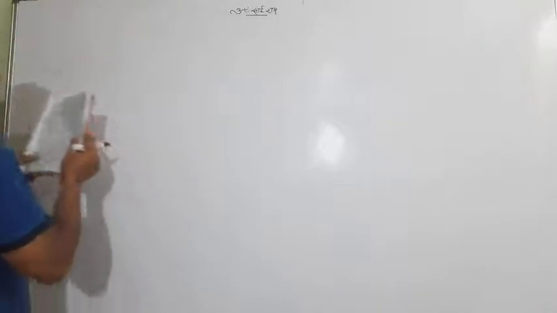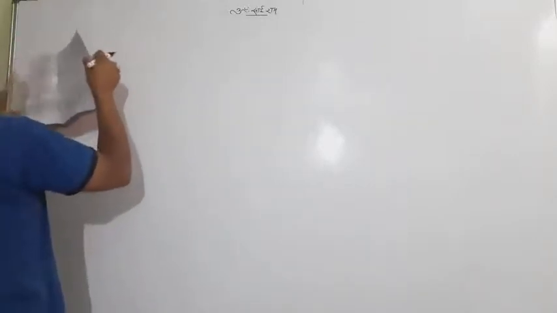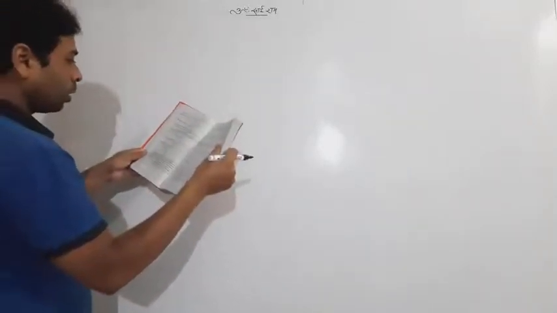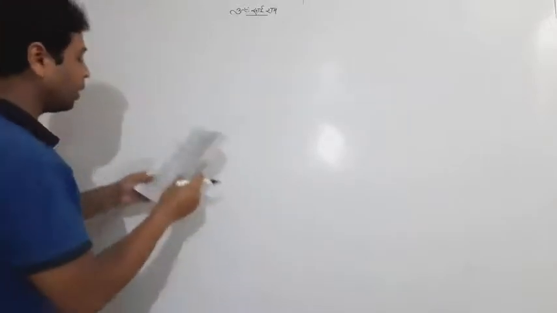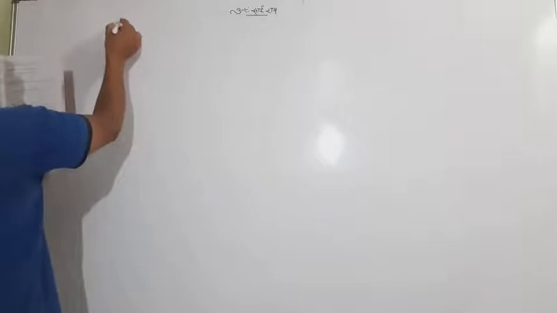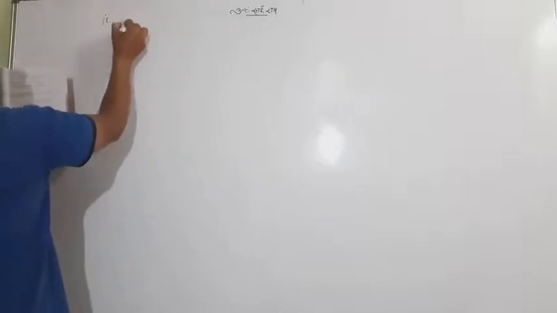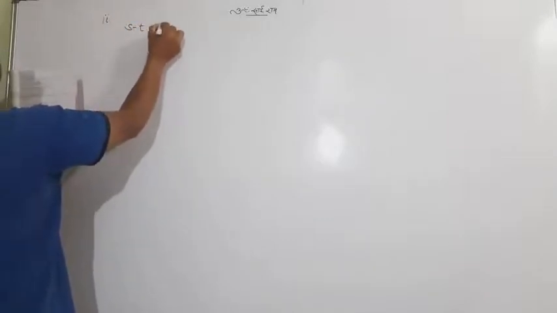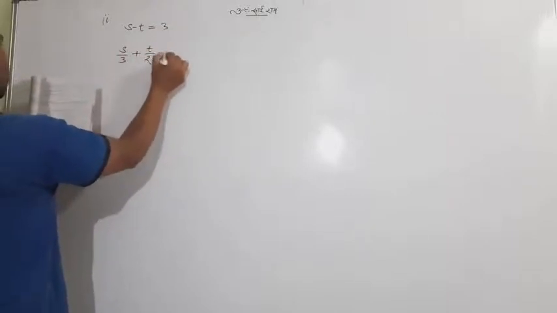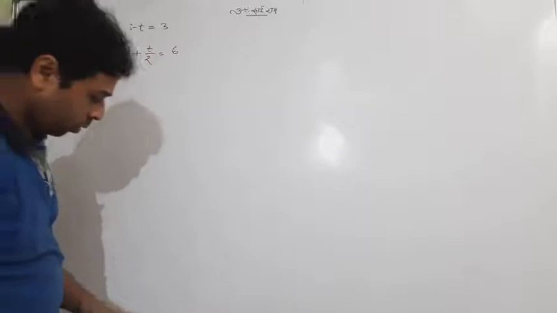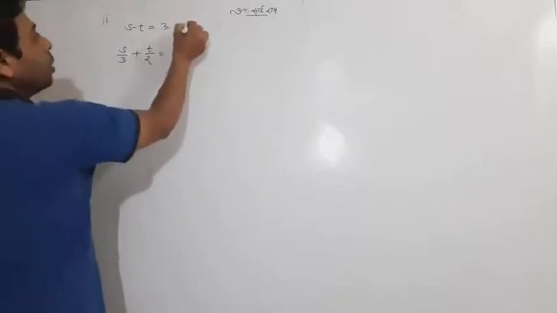Suppose we are taking a question from the exercise, because some questions are word problems, so we'll see them later. First I'll tell you some question here. Suppose it is question number 2: s minus t is equal to 3 and s upon 3 plus t upon 2 is equal to 6. This is the question. So don't be afraid of this question.